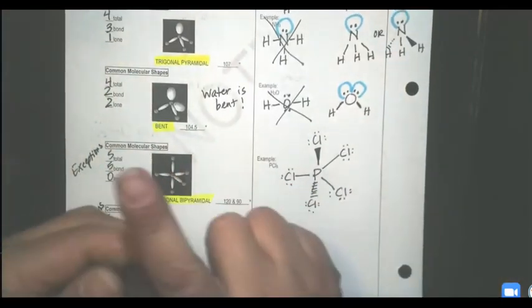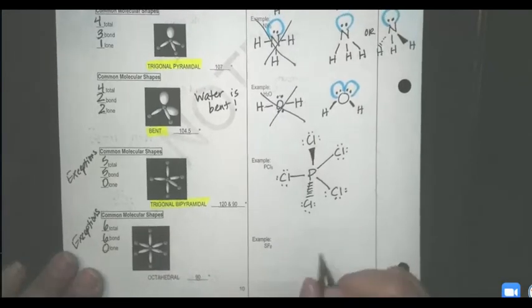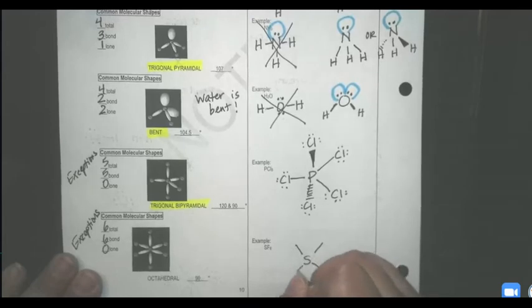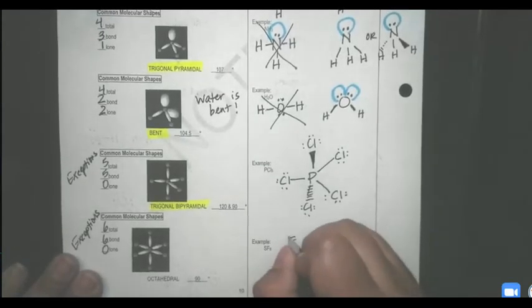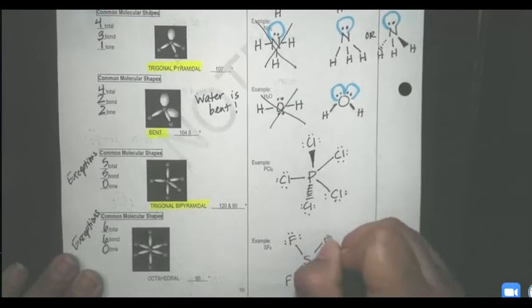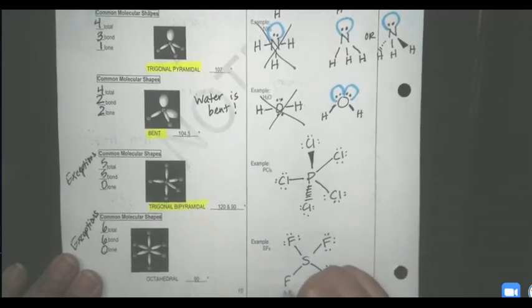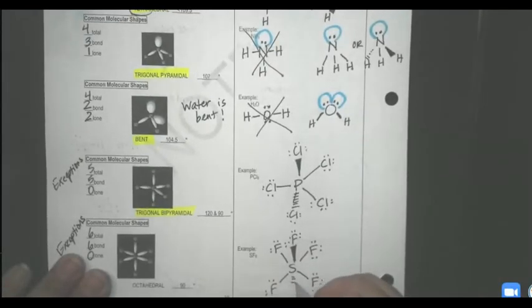So how am I going to draw this? I think the easiest way to draw it is very similar to this picture here. So we do S with the F's like this all on the same plane. Don't forget your lone pairs. And then I draw one coming out of the page and one going behind the page.